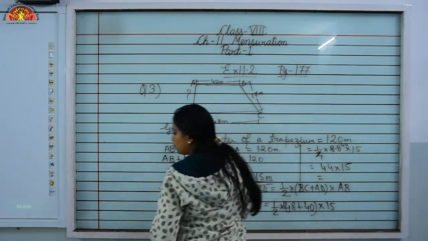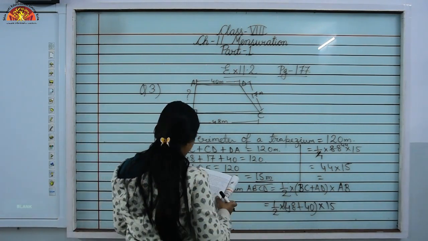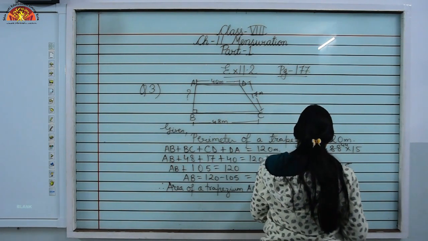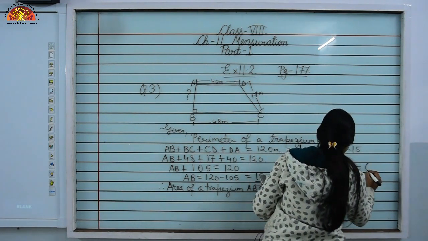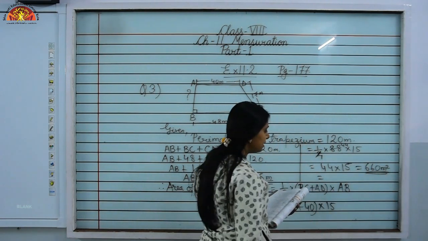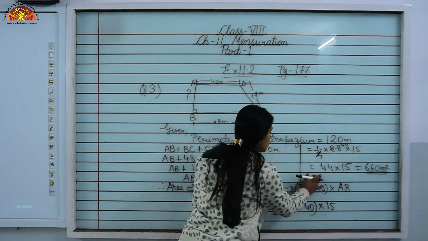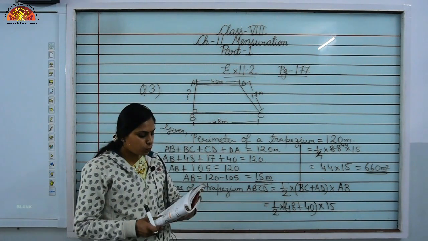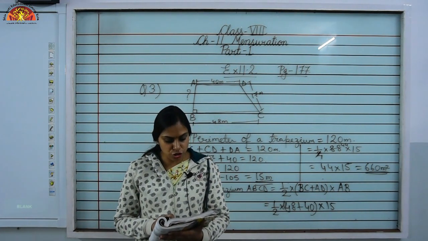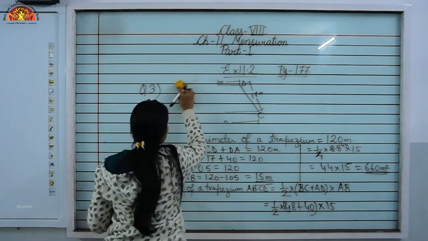So it comes out to be, children, when you calculate the value, your answer will be 660 meter square. Is it clear? So area of a trapezium is equal to 660 meter square. Got it? Now we'll just move to the next question. Now just go through question number 4.